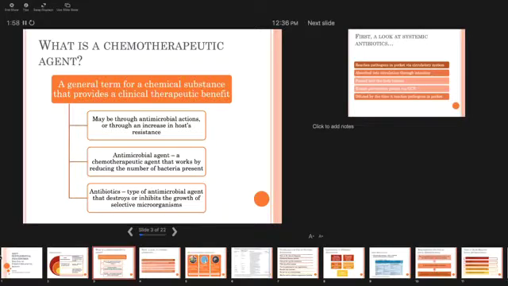Antimicrobial agents are chemotherapeutic agents that work by reducing the number of bacteria present. So, an example that many of us have used many times are antibiotics. And they are a type of antimicrobial agent that destroys or inhibits the growth of selective microorganisms. This is why when you have certain illnesses, you may not just be prescribed amoxicillin, as long as you're not allergic to amoxicillin, right? But you may be prescribed something different.